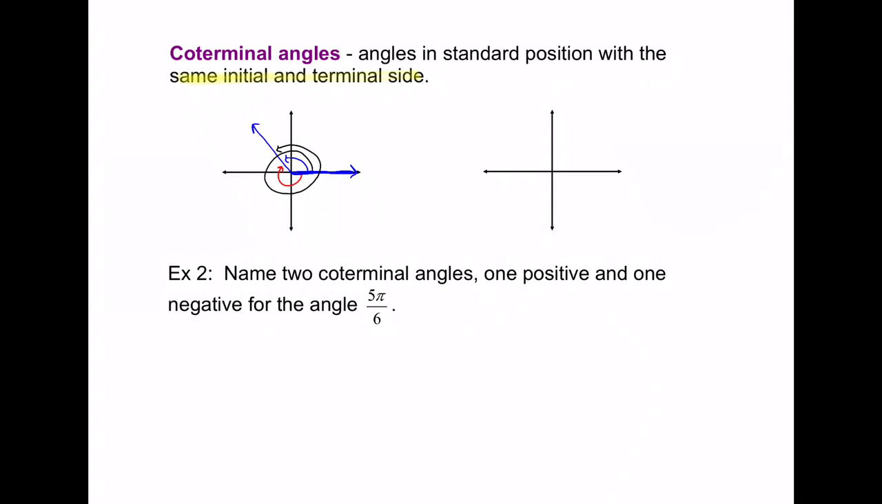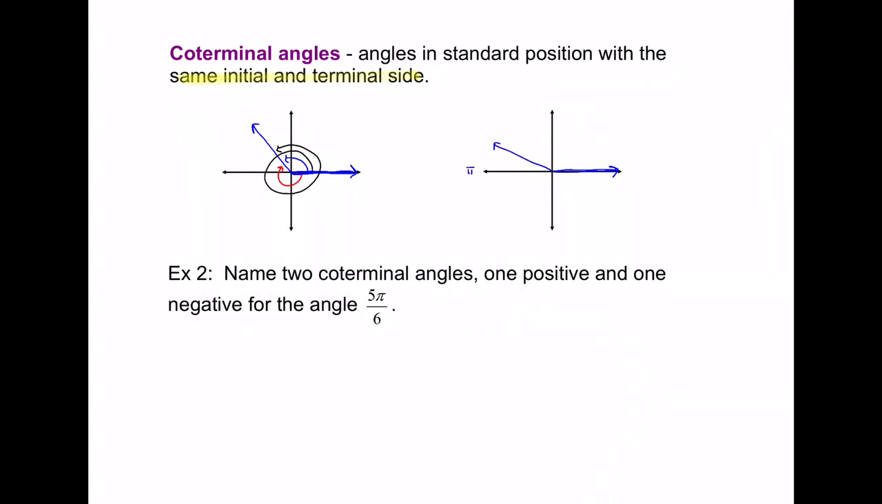So let's take a look at example 2. Name 2 coterminal angles, one positive and one negative, for the angle 5 pi over 6. So we did 5 pi over 6 earlier. It was negative, so we'll do the positive one. So all that means is we'll be going in the positive direction now. So we said that was somewhere over here.